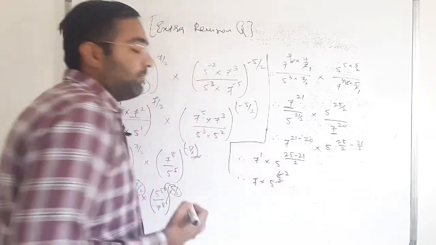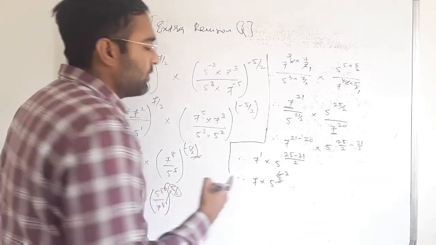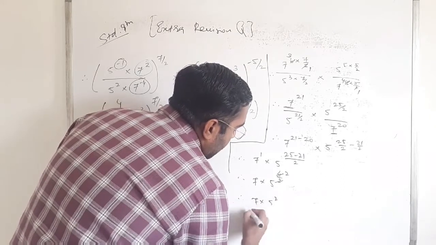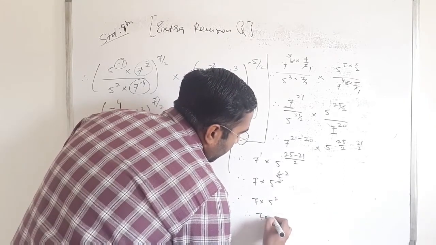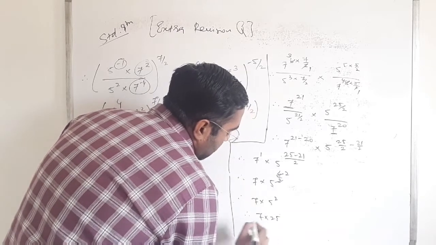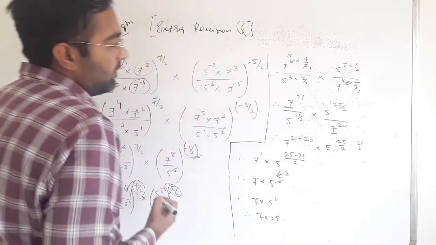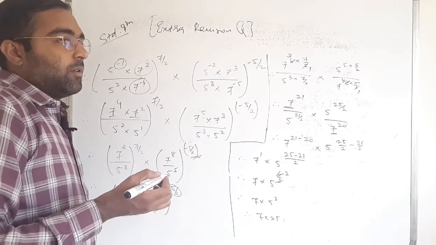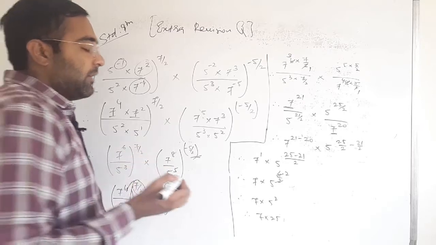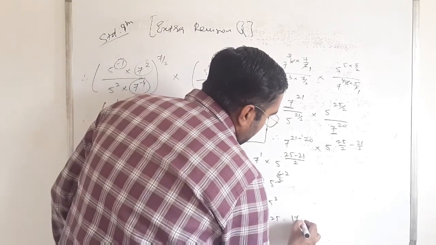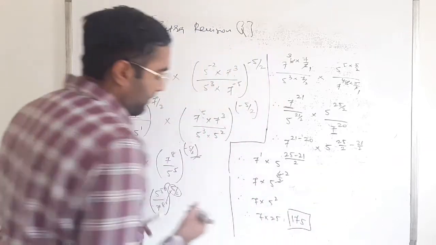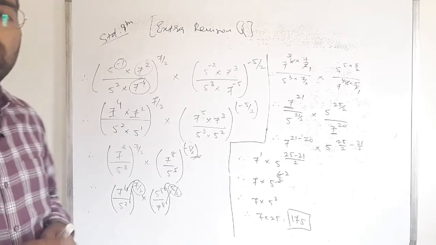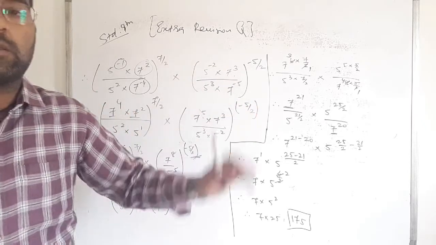2 twos cancel out, 2 twos are 4. Okay, so 7 into 5 square, so the answer will be 7 into 5 square, 25. 25 sevens are, it should be 25 fours are 100, 25 fives are 125, that is 175. So your final answer will be 175. Clear that? So you need to do this sum like this method.